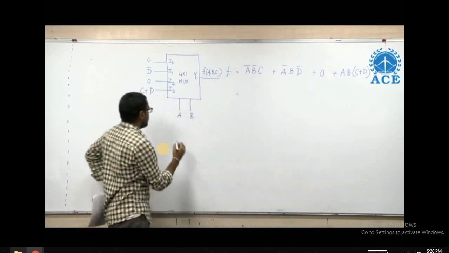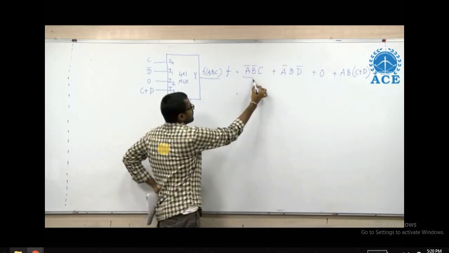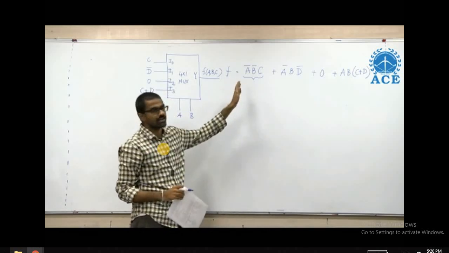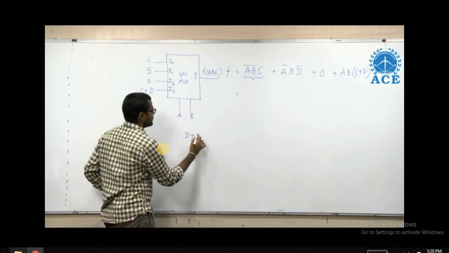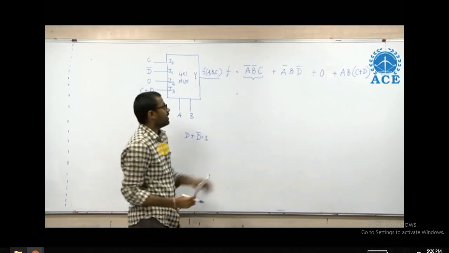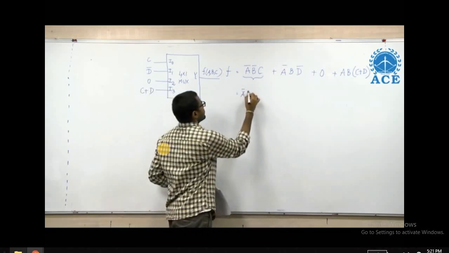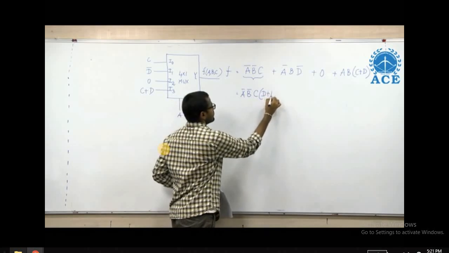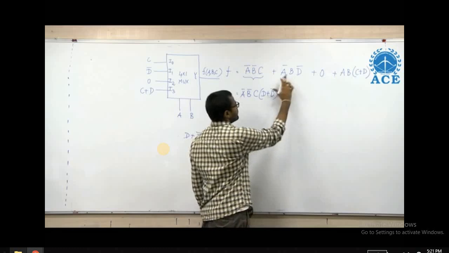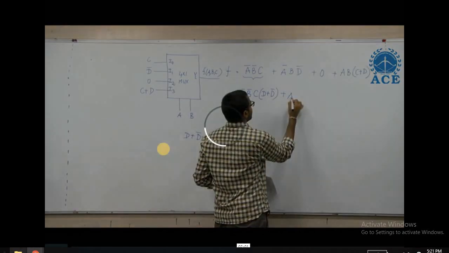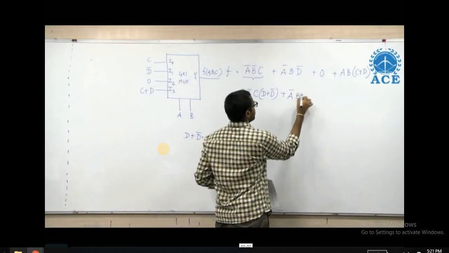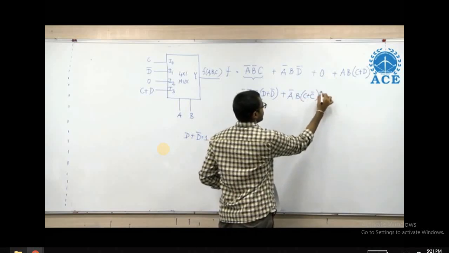Now we know that for the first term, as they have asked to represent our function in standard sum of product terms, there is no literal D, but we can write D added with D bar is 1. So we can write this term A bar C into D plus D bar plus, in this we have to include literal C, that is nothing but A bar B into C plus C bar into D bar plus.